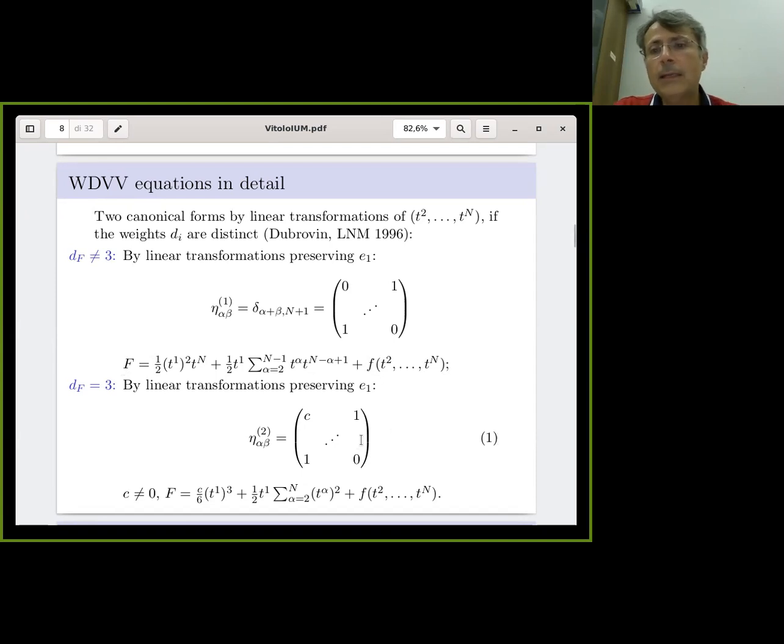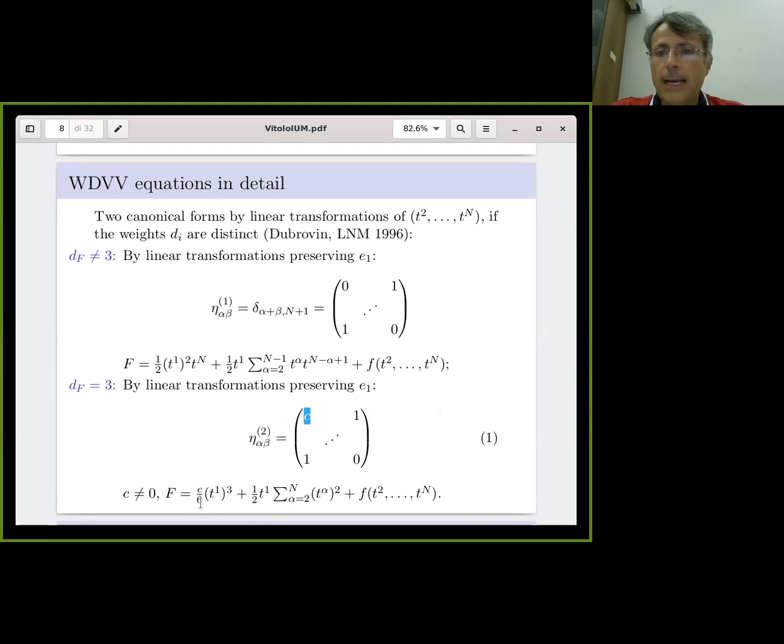And then there is a special case, d_f equals 3. By linear transformations that preserve E1, which is again the tangent vector to t1, we reduce the matrix eta to a matrix which is 0 everywhere. It has +1 on the anti-diagonal, and it has a non-vanishing constant in the eta^{11} coefficient.